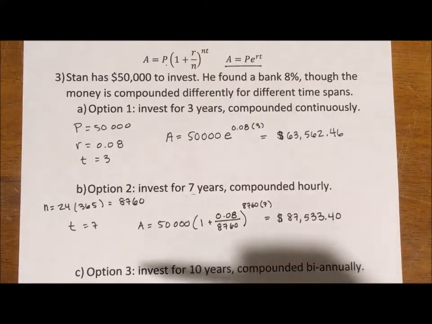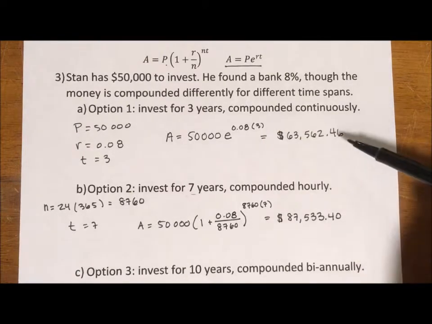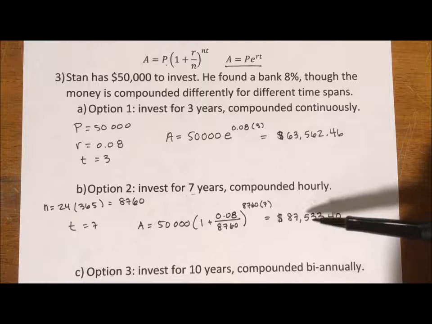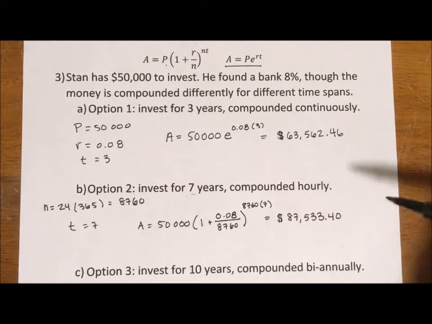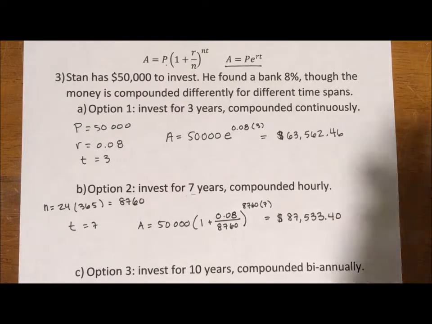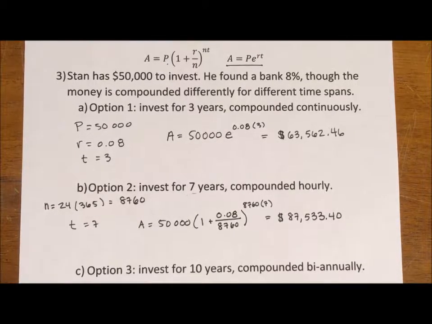So you can see that after 3 years, he made about $13,500. After 7 years, he made $37,000. It's growing faster because you start to earn more money on your interest. The longer you can let the money sit, the better off you are.